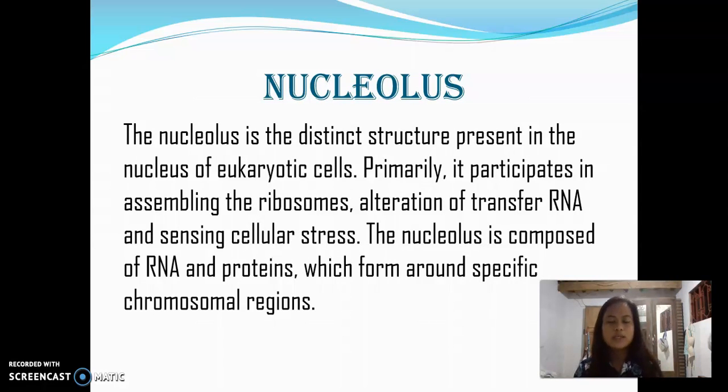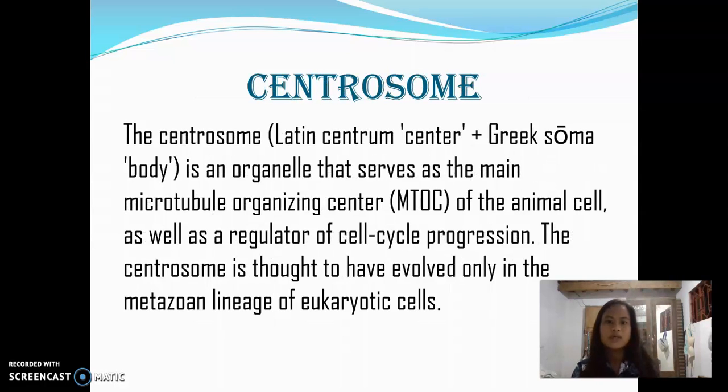Nucleolus. The nucleolus is a distinct structure present in the nucleus of a eukaryotic cell. Primarily, it participates in assembling the ribosomes, alteration of transfer RNA, and sensing cellular stress. The nucleolus is composed of RNA and proteins, which form around specific chromosomal regions.